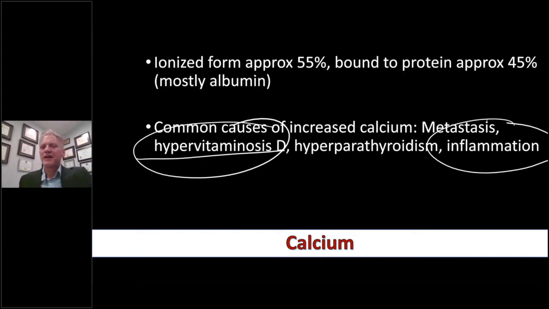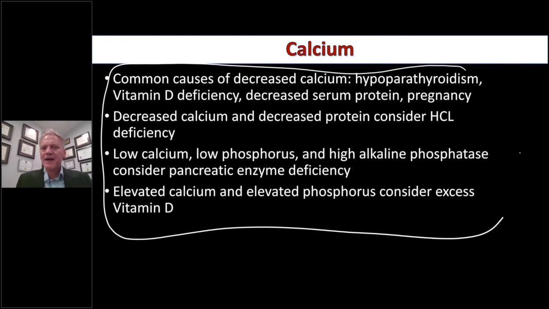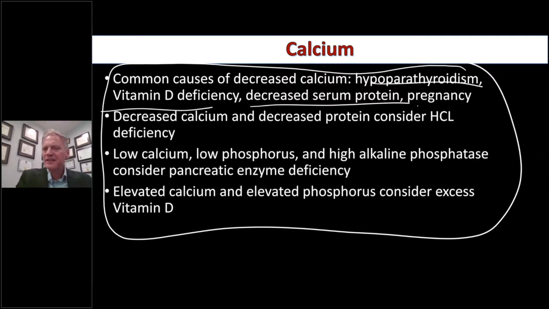Okay, so here's some patterns. You can get these slides if you want them, but here's some patterns to look at. Common causes of decreased calcium: hypoparathyroidism, vitamin D deficiency, decreased serum protein, pregnancy, and of course, low HCl. Those are big ones. All right, so you can read these. I'll give you these slides. These are patterns to pay attention to when we come to calcium. I do want to go through this one though.